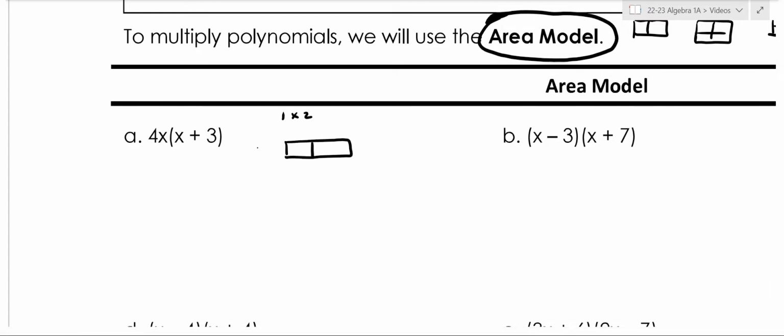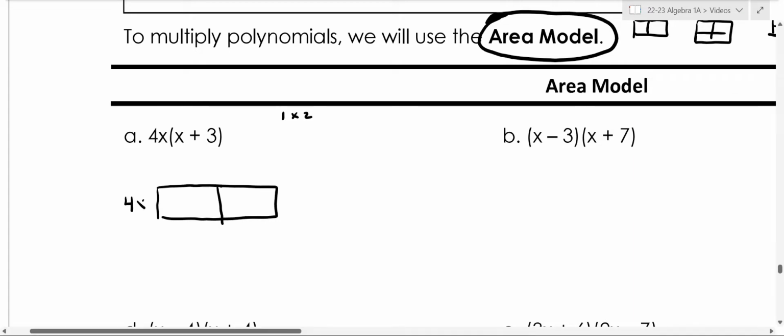Right? That's too small. My bad. I apologize. Here we go. So that's one row, two columns. All right, so the 4x is going to go here, and the column is going to go here, x, and the plus 3. And now we're going to multiply. All right, so to find the answer for this first box, it's 4x times x.